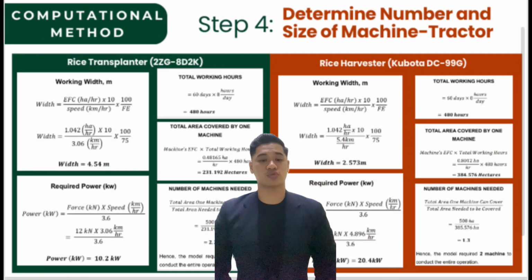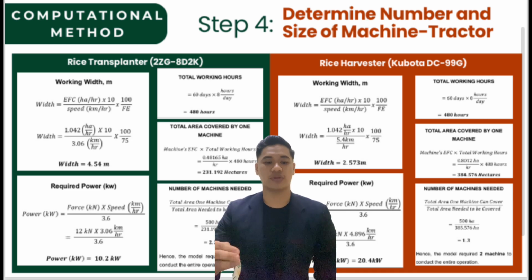Alright, step 4 is to determine the number and size of the machine or the tractor. First, we calculate for the rice transplanter. First, we want to identify the working width. The formula is EFC times 10 divided by the speed, times 100 divided by the FE. The required EFC is 1.042, the speed is 3.6 km per hour, and the FE is 75. After calculation, we get the width is 4.54 meter.